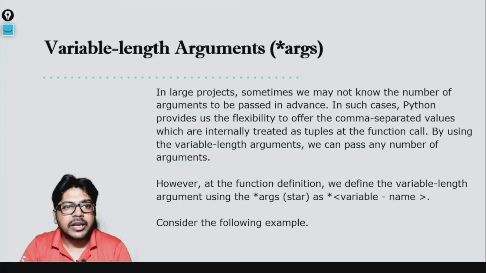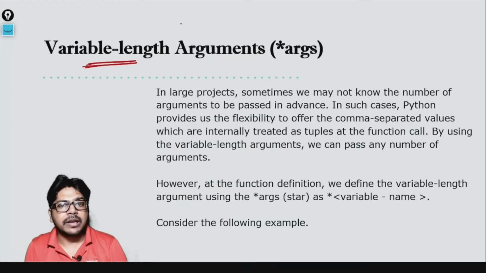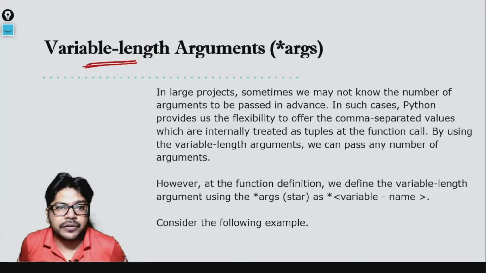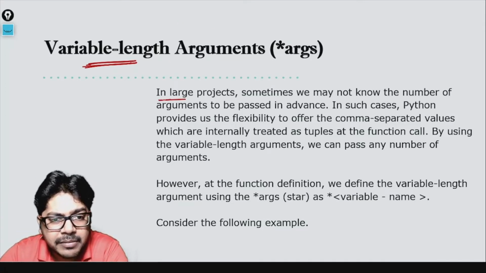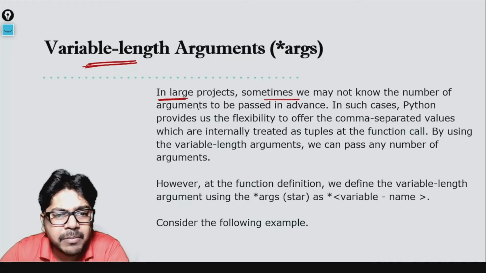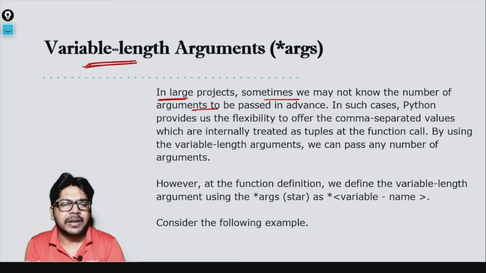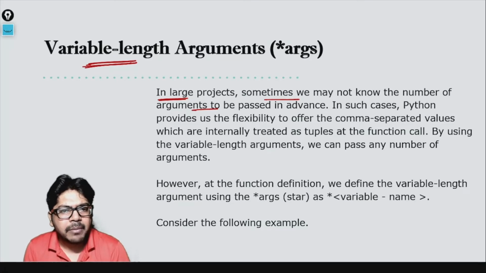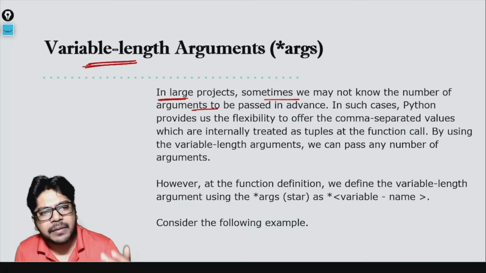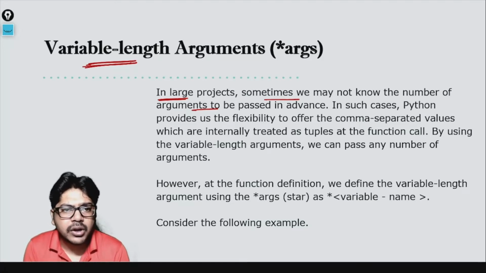Okay, now let's proceed to the other kind of argument, which is variable length argument. A variable length argument is a very important one. What is variable length argument? In some large projects, sometimes we may not know the number of arguments to be passed in advance. Let's take an example: not always do you need a sum of two numbers. Just now we created a sum of two numbers, right? But you might have to find the sum of three numbers, four, five, seven, 10, 20 numbers. What are you going to do? In these kinds of cases, the number of arguments that you need is not known in advance, right?